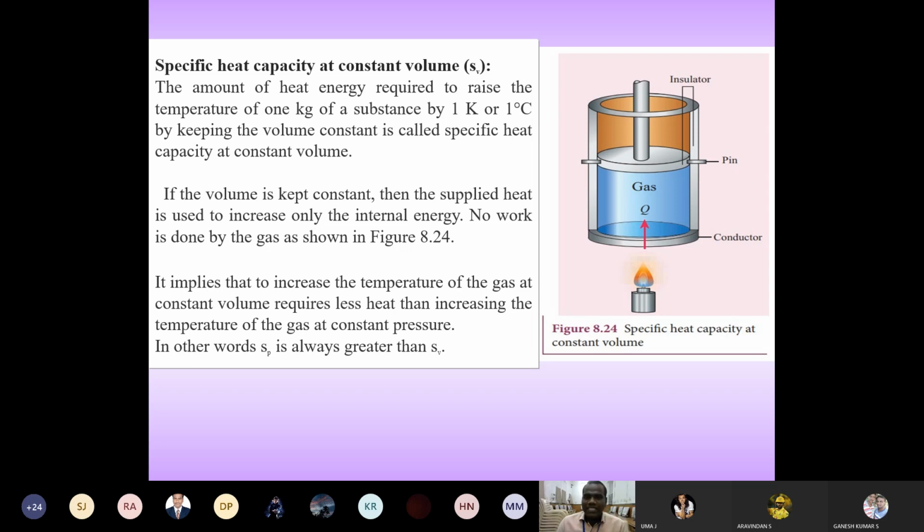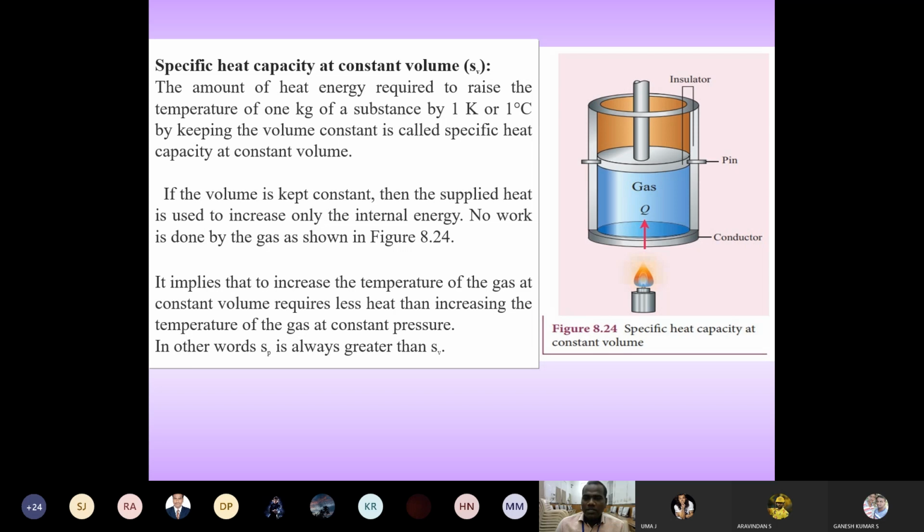So we have only the change in internal energy, but we can't expect work from this system. It implies that increasing the temperature of a gas at constant volume requires less heat than increasing the temperature of the gas at constant pressure. In the previous case, the work was also there, along with an increase in internal energy. But in this case, only a change in internal energy is happening, so we need less heat energy compared with the previous case.